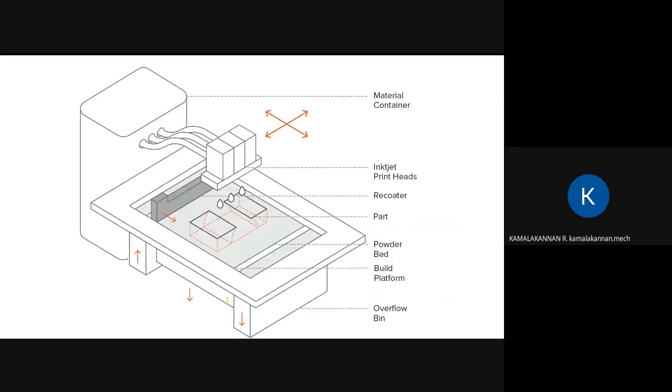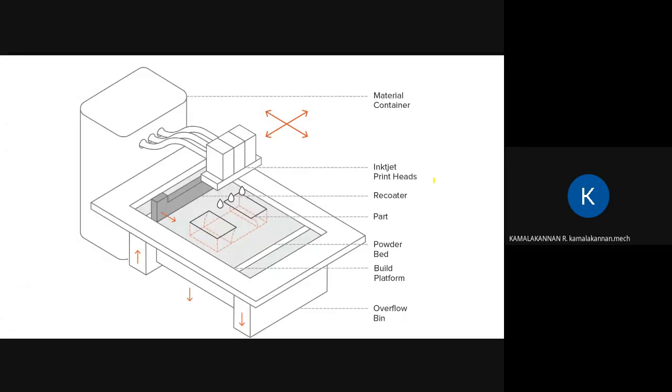This is a complete view, or orthographic view, of a binder jet technology. See here, it is a material container. You will have a material here, and inkjet print heads. It is also called inkjet, because when you use different colors, they call it inkjet. Nothing other than that. They are using different colors as a binder, so they call it inkjet. You can use any different colors.